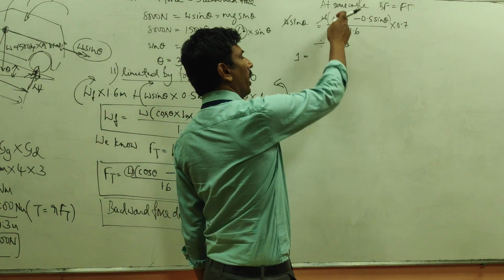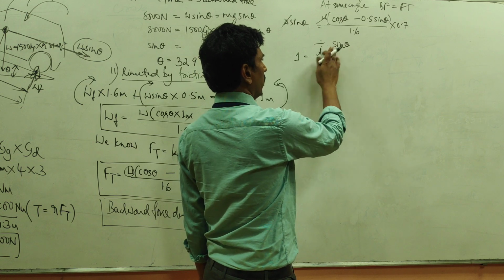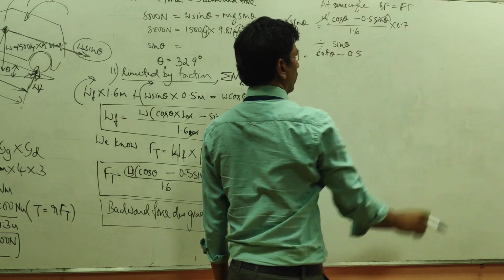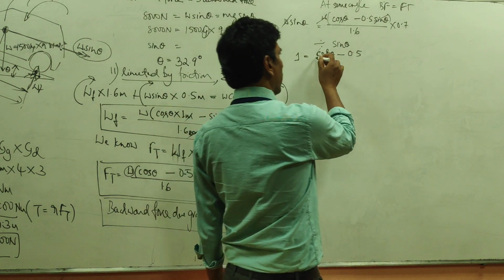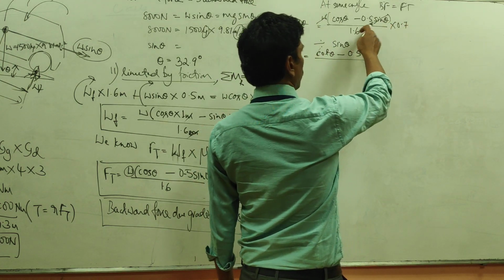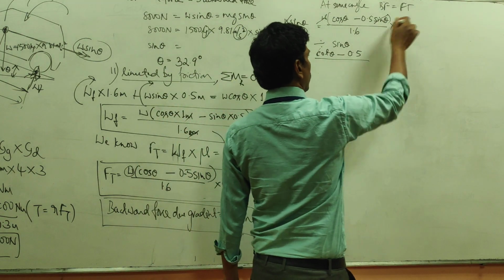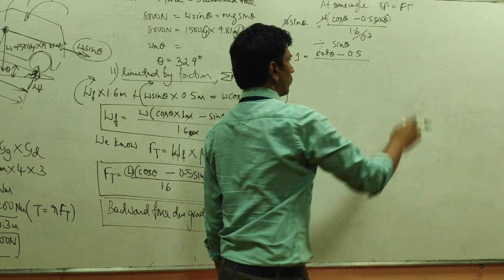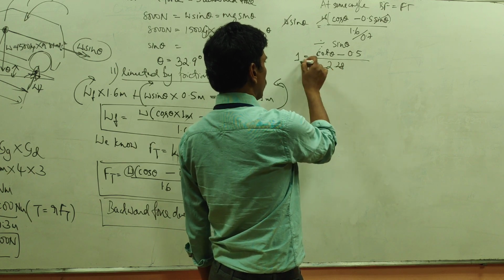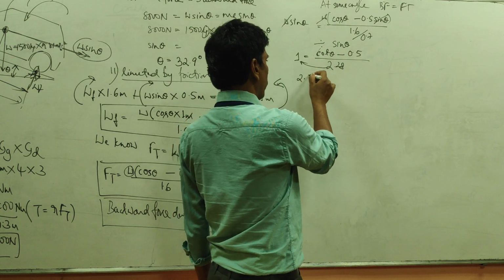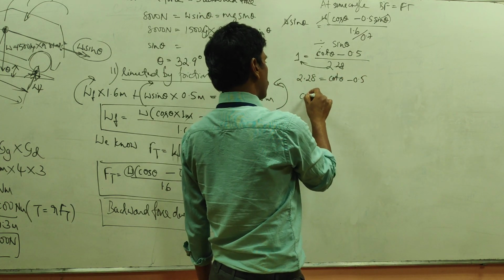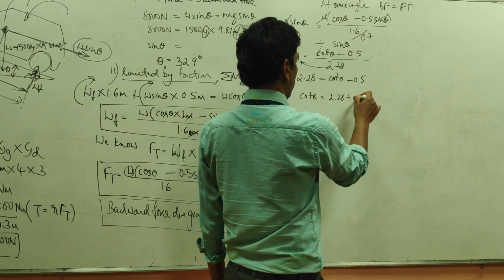And what is cos theta divided by sin theta? Cot theta. So cot theta minus 0.5, because the sin theta gets eliminated, divided by 1.6 divided by 0.7. So bring this 0.7 here. What is the value? 2.28. So finally, if you take it to this side, 2.28 is equal to cot theta minus 0.5. So finally cot theta is equal to 2.28 plus 0.5.